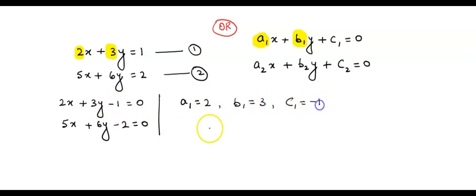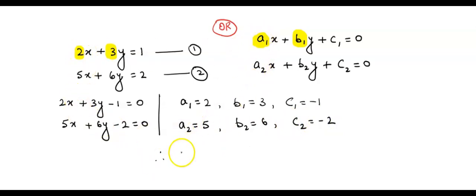c1 is minus 1. Similarly, the a2 coefficient is 5, b2 is plus 6, and c2 is minus 2. Now let me take the ratios of a1 and a2. That is a1 by a2 equals 2 by 5. Can you cancel this 2 by 5? No, it is not possible. Keep it as it is.